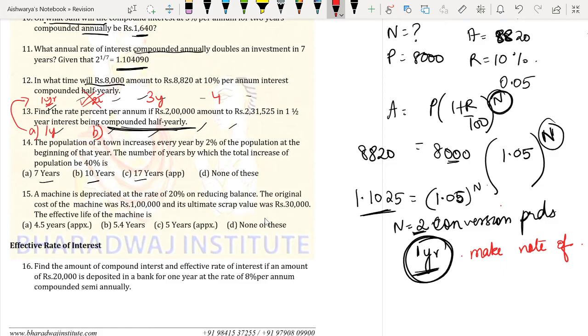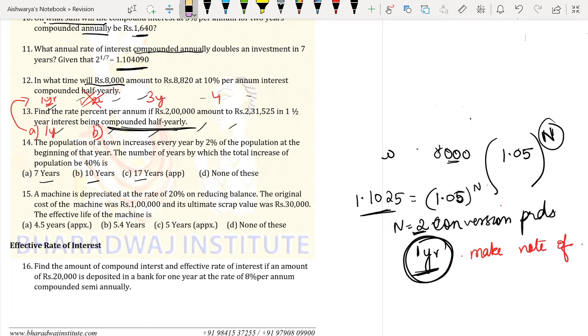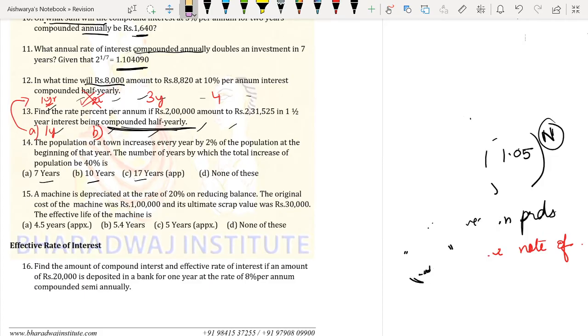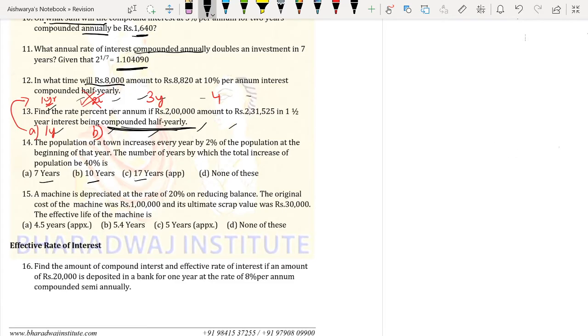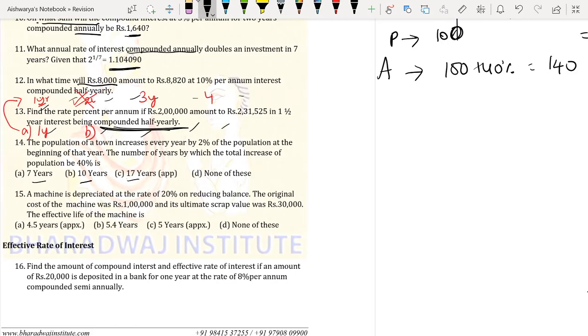Let us go to question number 14. Yeah, continue reading. Okay. So the population has to become 40%. So when will the population become 40%? So population is P, let's say initially, or let's say 100. So your closing population, we can call it as amount. It will be 100 plus 40%, which is equal to 140. This is your closing population. In how many years will this become?